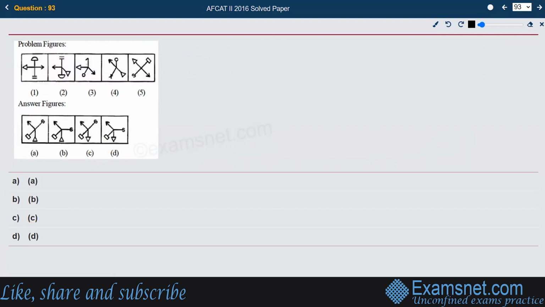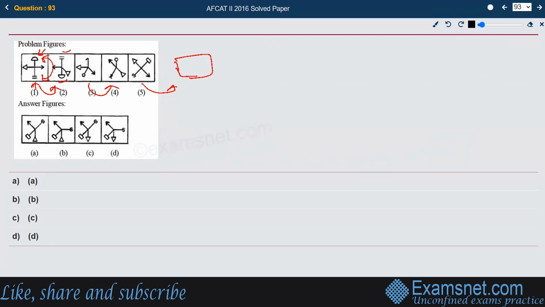Next, we are again supposed to find out the answer. Let us track the pattern between 1 and 2. Then we'll track the pattern between 3 and 4, and we'll track the pattern between 5 and the final figure that we'll get. What's happening between 1 and 2? See, this is the top one. This is the bottom one. They have been swapped. Okay, the top one and bottom have been swapped like this between 1 and 2.